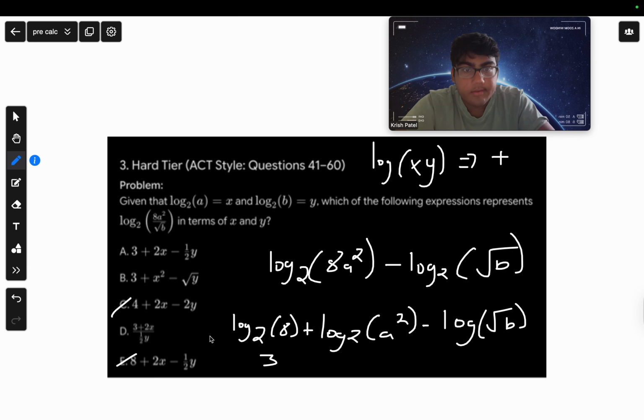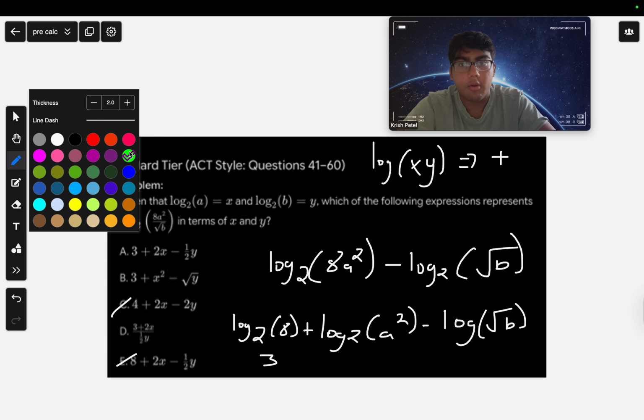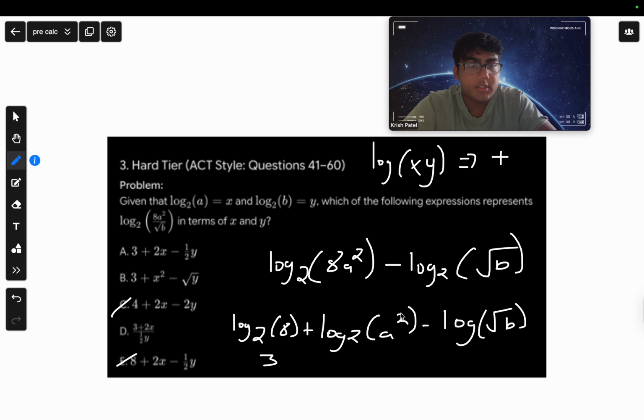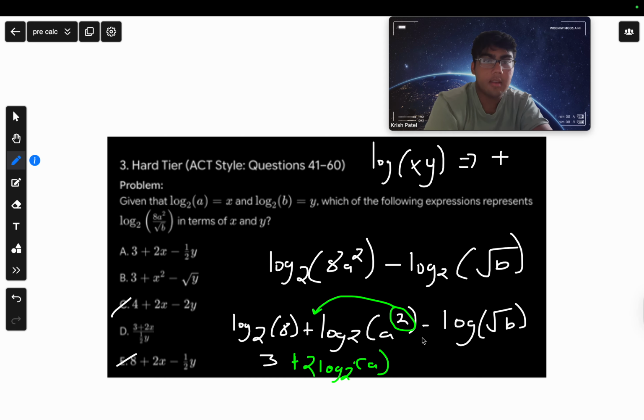This right here, I might do a different color so I can keep going down. You can pull this 2 out in front, remember the power rule. So you can go plus 2 log 2a. And then this would become 1/2.